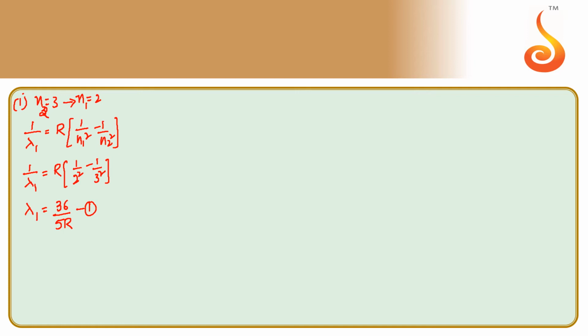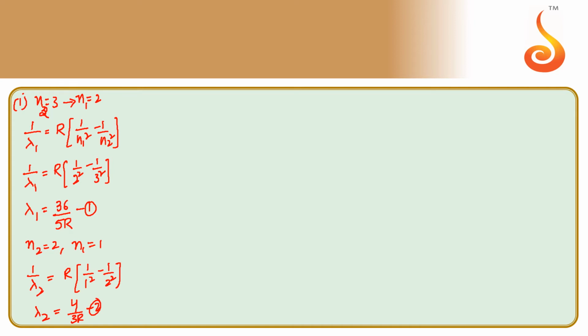And let us do it from the first excited state to the ground state. So that means n2 is 2, n1 is 1. So we get 1 by lambda 2 is equal to R into 1 by 1 square minus 1 by 2 square. By simplifying, lambda 2 is 4 by 3R.